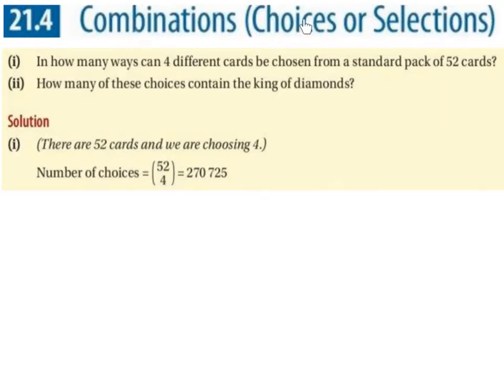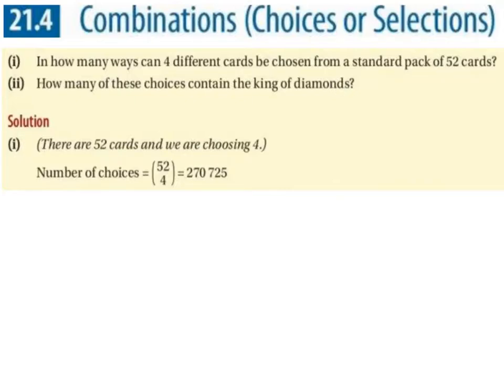Combinations, choices or selections. Part 1. In how many ways can 4 different cards be chosen from a standard pack of 52 cards? Number 2. How many of these choices contain the King of Diamonds?